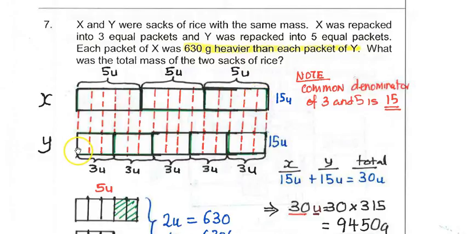For this case it is 1/5. 1/5 of 15 is 3, alright? Subdivide into 3, 3, 3, 3, add up to 15. So take a look. X will have 15U, Y also 15U, right?